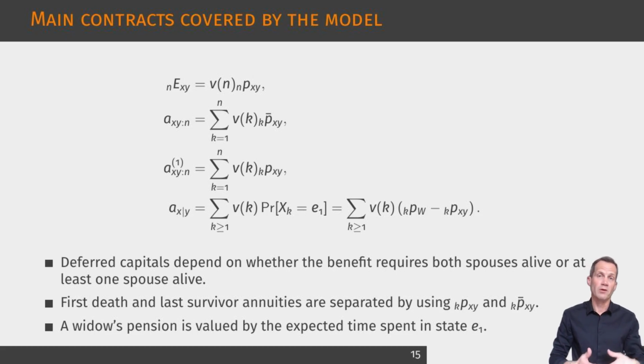The widow's pension is particularly important. It pays after the husband's death and before the widow's death. Its actuarial value is therefore the discounted expected time spent in state E1 at annual payment dates. The expression on the slide rewrites that probability as the wife's marginal survival probability minus the probability that both spouses are alive. This interpretation is useful. The widow receives the pension precisely when she is alive, but the husband is not.